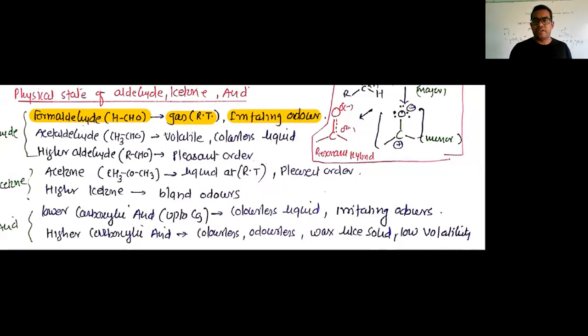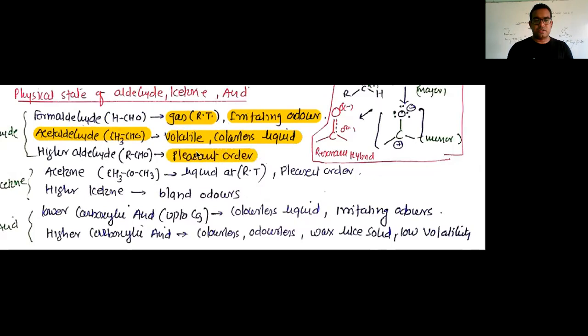Second one is acetaldehyde. You just see about the acetaldehyde. Acetaldehyde is a volatile colorless liquid. So formaldehyde is a gas, but acetaldehyde is a liquid. Acetaldehyde is always present in the form of liquid, जबकि formaldehyde इस form में रहता है, it is always present in the form of gas. Higher aldehydes have a pleasant odor.